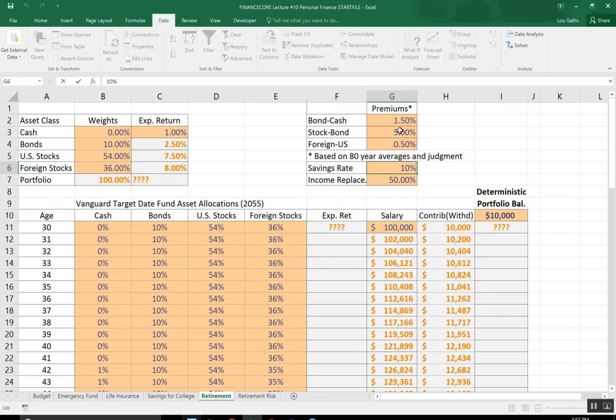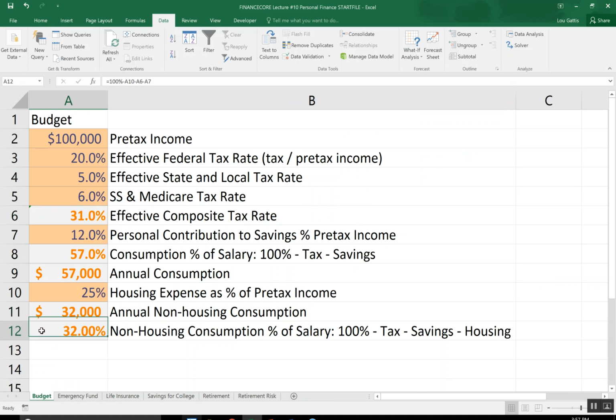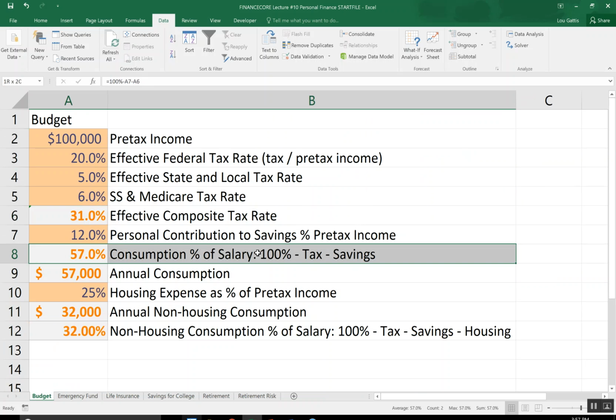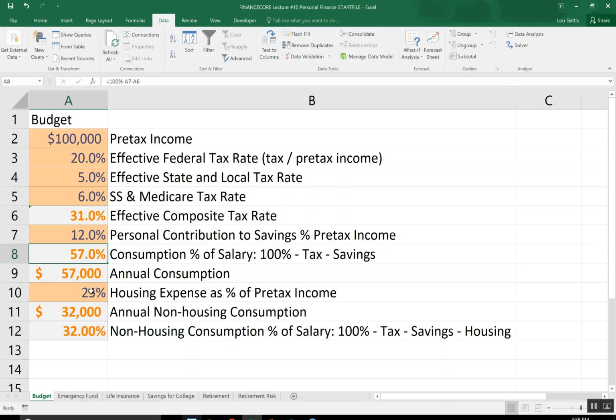Let's assume that Jordan's going to start saving 10% of her salary. She currently has $10,000 saved, and she needs to replace 50% of her income in retirement. Why 50%? Well, we can go back to her budget. She's already living on 57% of her income, right? Once you retire, taxes are going to go down. You're going to be no longer saving. So for those reasons alone, you probably only need to replace maybe 50 or 60% of your salary.